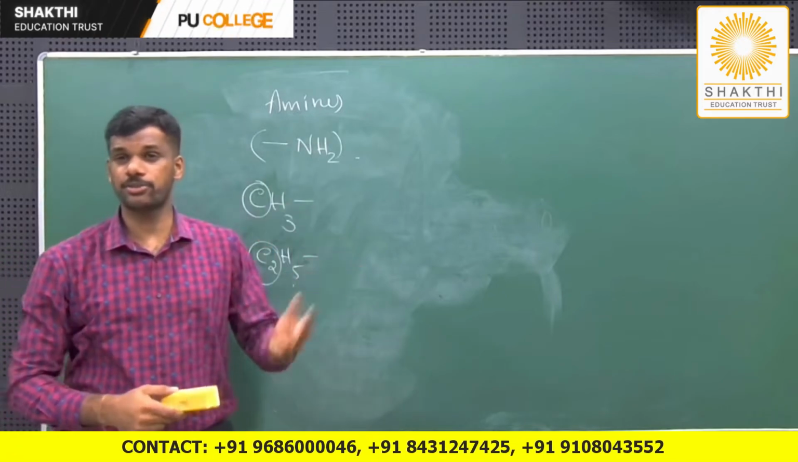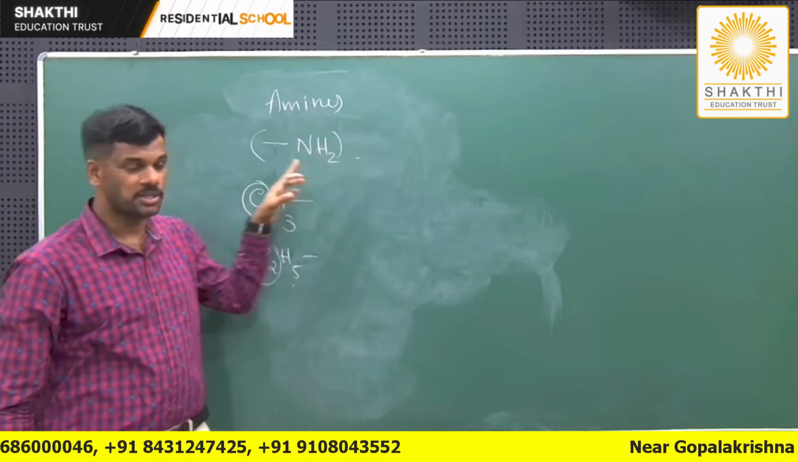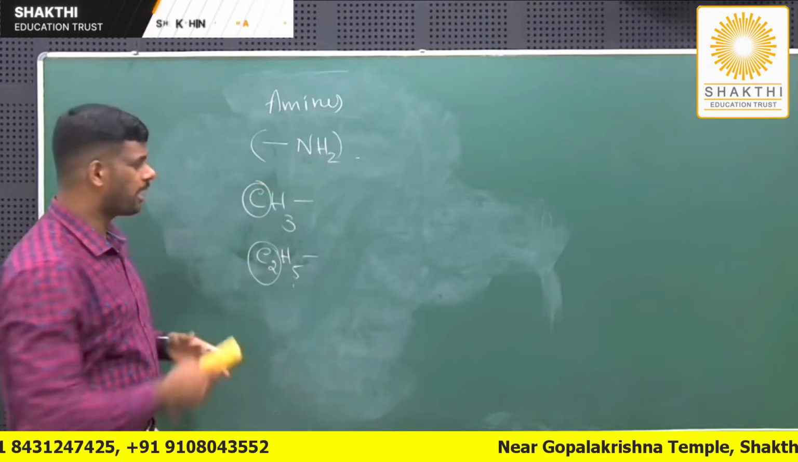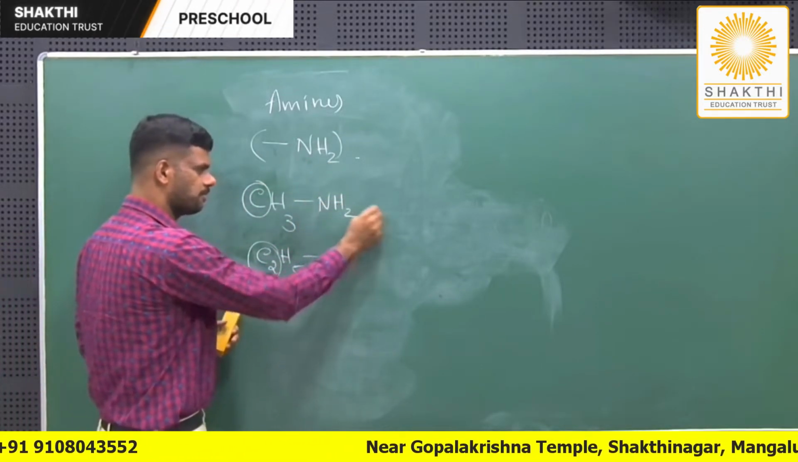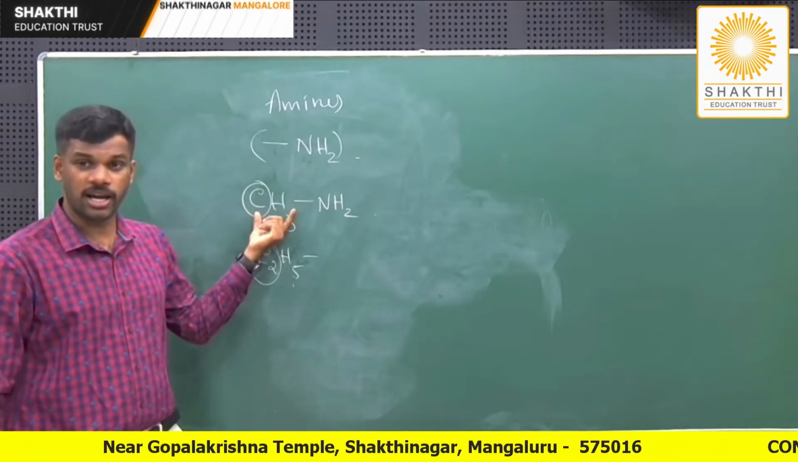Ammonia is NH3. NH2 with 1 bond pending becomes the amine group. Say this is the amine group. When the amine group is added to a methyl group, you can call it methyl amine.